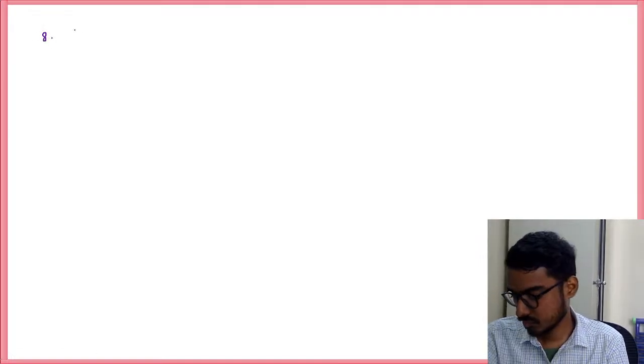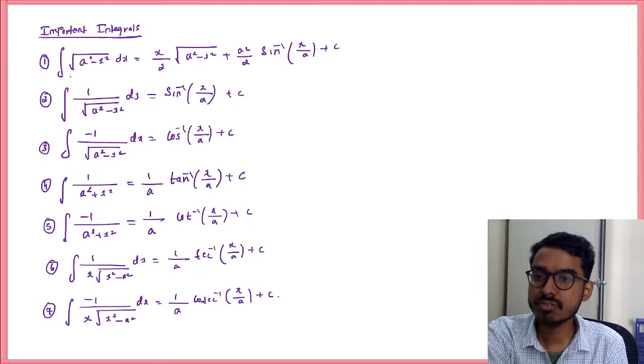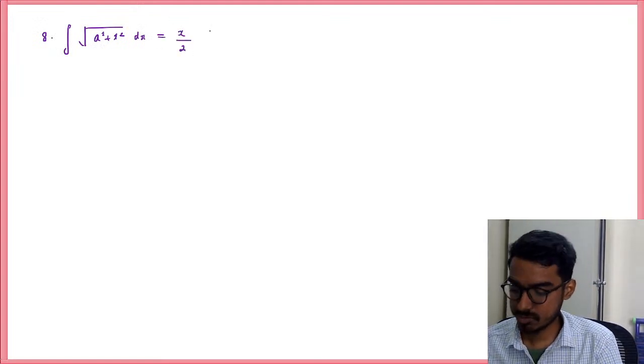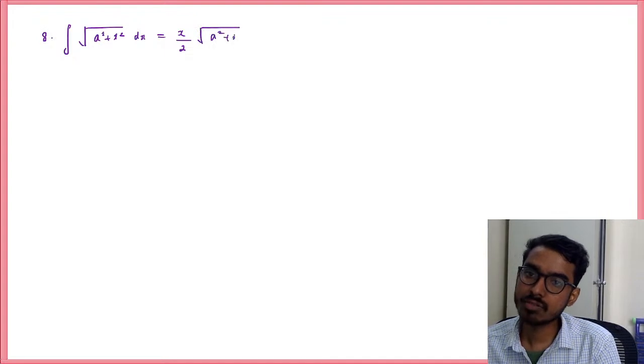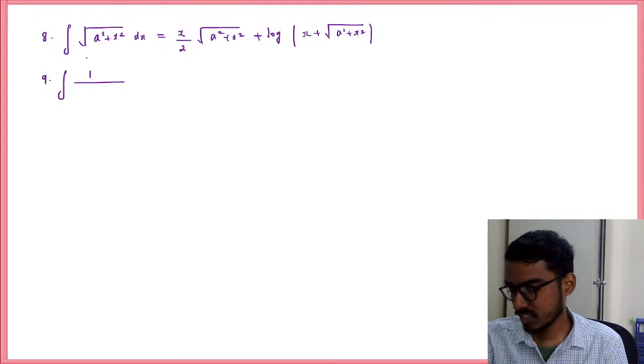Eighth is integration of root of a square plus x square. We have already seen root of a square minus x square, and 1 divided by root of a square minus x square. So here we have root of a square plus x square dx, which will be x by 2 root of a square plus x square plus a square by 2 log of mod x plus root of a square plus x square. Ninth is integration of 1 divided by root of a square plus x square.